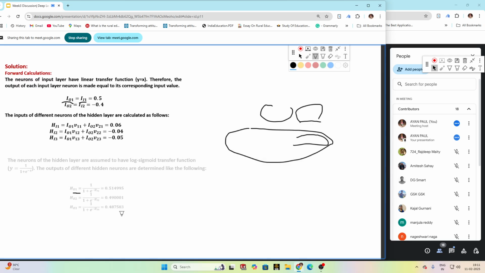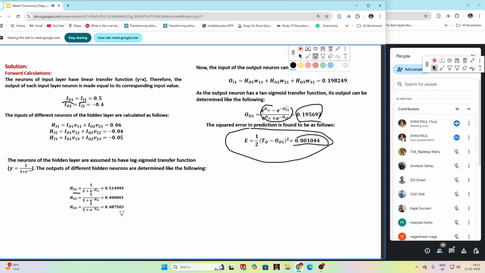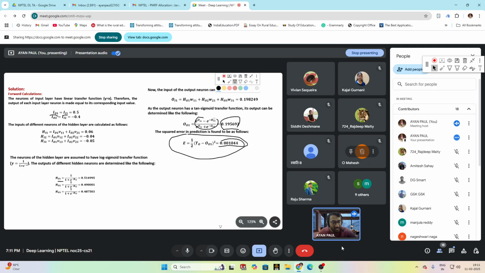Yes. Okay. So up to this, is it clear to all of you? Please ask if it is not clear. One by one we will move. Please ask if it is not clear. Please. Any doubt?